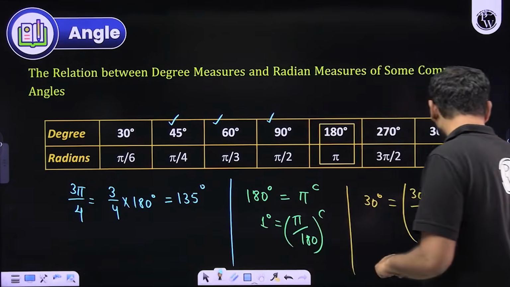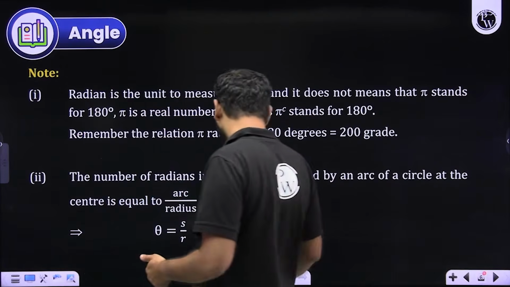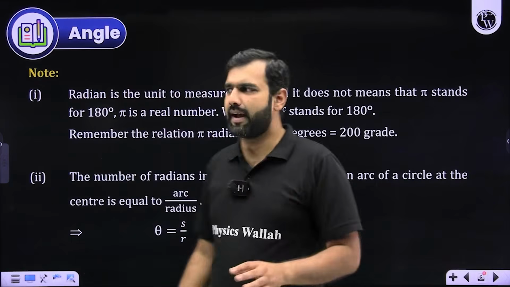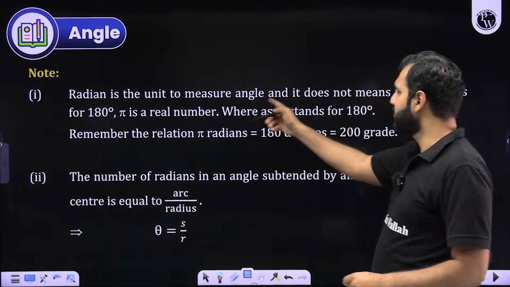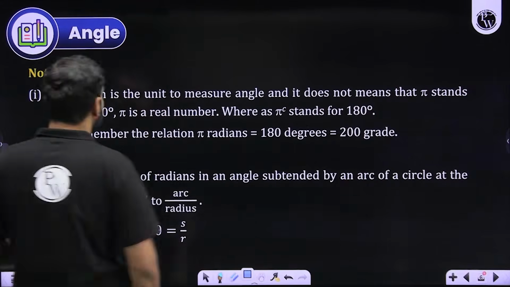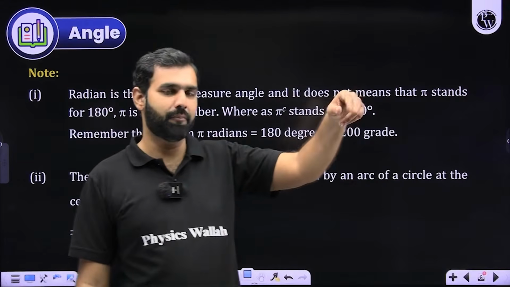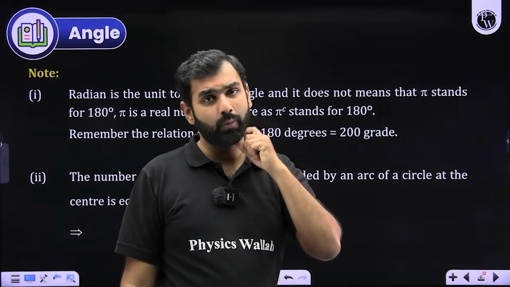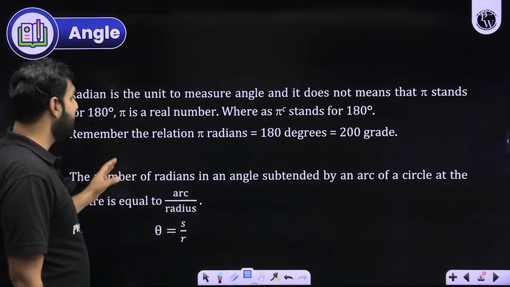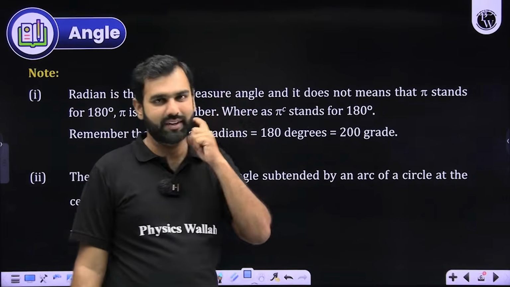Now, if I go ahead with these, if I were to define radian ideally, or as per the definition, it is simply an angle. Please look at this. It is the unit to measure angle, and it does not mean that pi stands for 180 degree. No. Pi is a real number, which is an irrational number, whose approximate value is 3.14 or 22 by 7. Approximate value. So yes, here pi is a real number. Pi radian is basically 180 degree. I hope you are understanding the difference here.